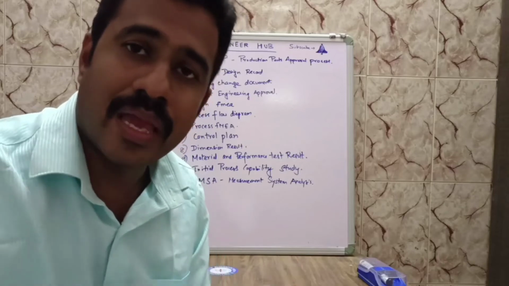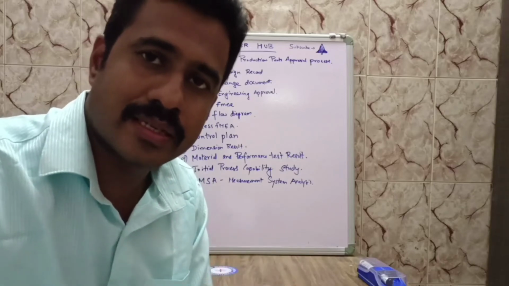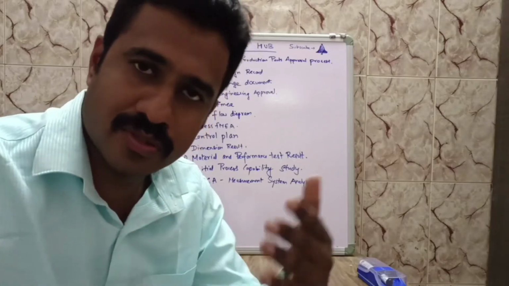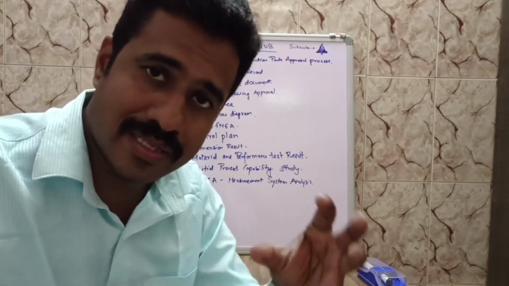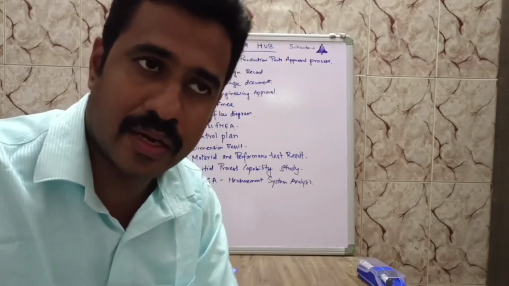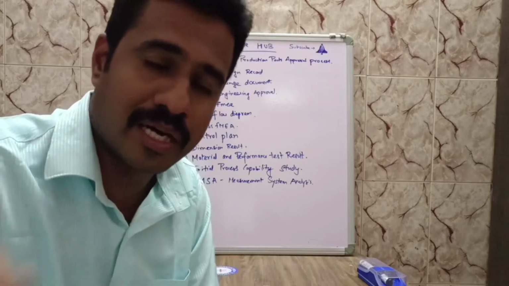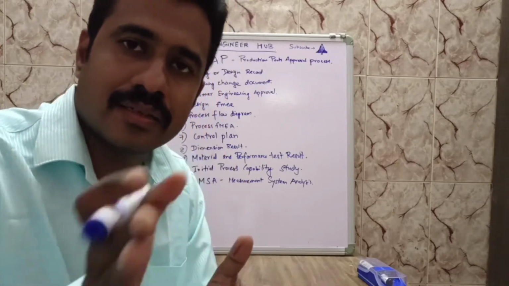And stability is where you check the same variation over a period of time. Suppose you're checking monthly: from January, what is the condition of that variation, in February what is the condition, in March what is the condition. That is called stability.